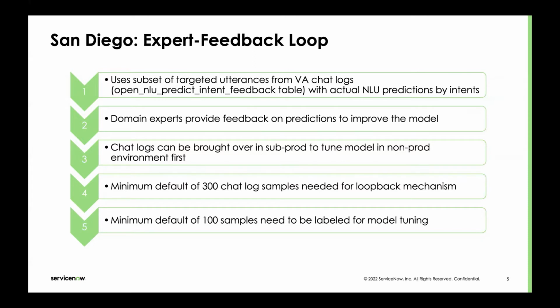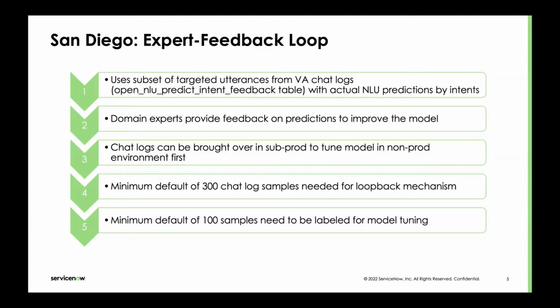This chat log data is typically available in production, where users are requesting things. There are a few ways to go about it. Typically we would not tune the model directly in production. You may want to try it out in a subprod environment. So you can export the XML for that table into your subprod and then do the tuning there. And then once you're comfortable, you can move the changes to production.